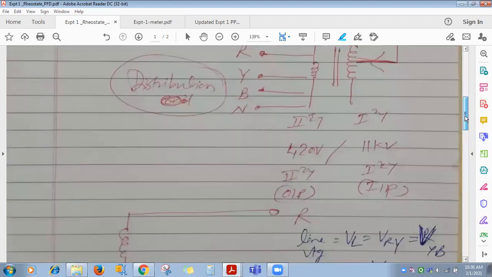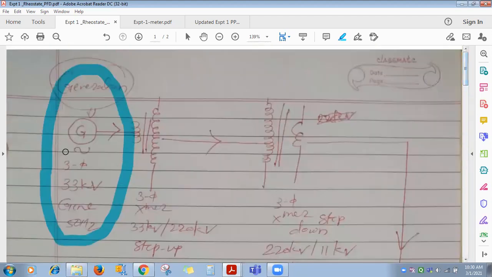What do you mean by three phase? What do you mean by single phase? Okay. So see here, this generator, can everyone see? This is called the power flow diagram. Power flow diagram means what? How electricity is generated, transmitted, and distributed, and consumed. The diagrammatic representation. Okay, so generator, all of you can see here, it generates electricity.